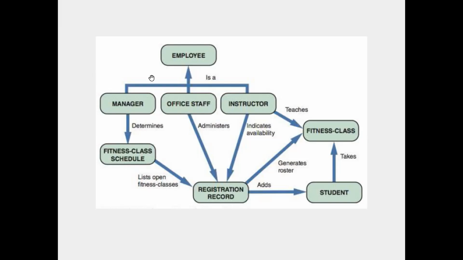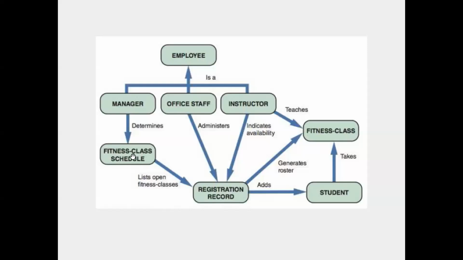So we have employee, manager, office staff, instructor, fitness class schedule, registration record, fitness class, and the students. And the arrows show some relationships. For example, the first relationship we see is membership, where manager is an employee, office staff is also an employee, and instructor is also an employee. And then you can see the manager object determines the fitness class schedule.